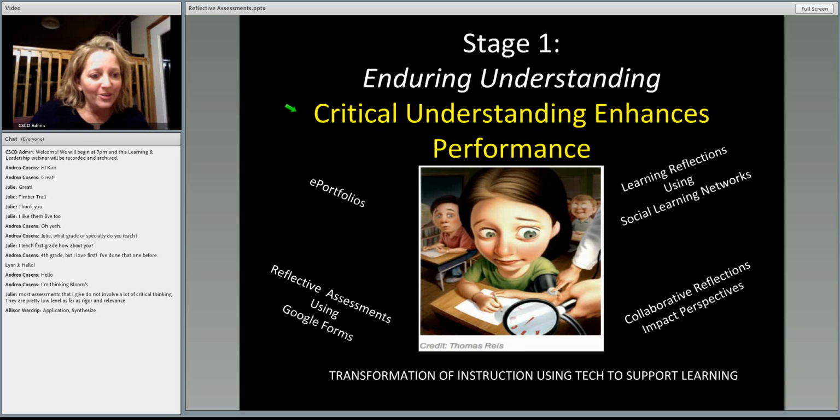To be an enduring understanding, Julie is saying that most assessments she gives do not involve a lot of critical thinking. They're pretty low level as far as the rigor and relevance. So Julie, even that tells me you're aware of Daggett's work and that he also is encouraging us to find ways to bump up the level of the rigor, which would be to get to that higher order thinking.